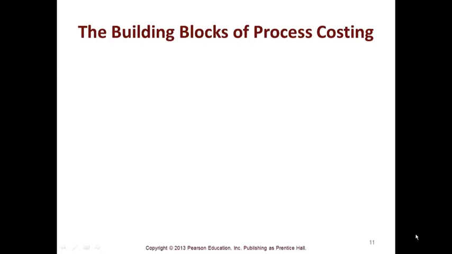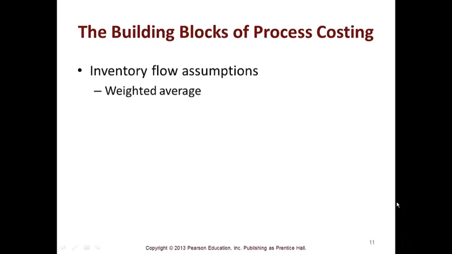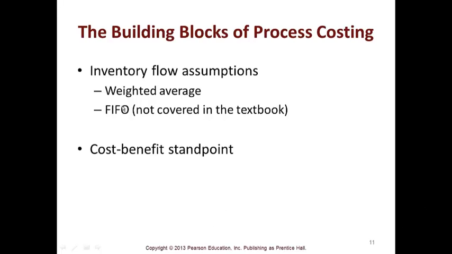The building blocks of process costing also include inventory flow assumptions because you must make those assumptions. So you learn these in financial accounting. You had weighted average, FIFO, which isn't covered here. Weighted average is typical. Most accounting systems use it, and as you remember from financial accounting, it is the easier methodology. Then you look at the cost-benefit standpoint.